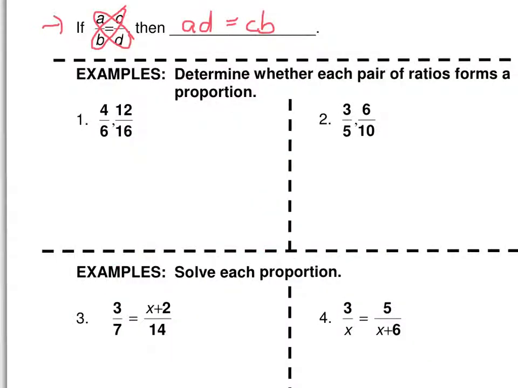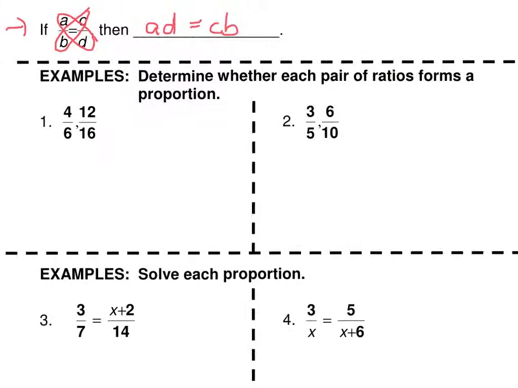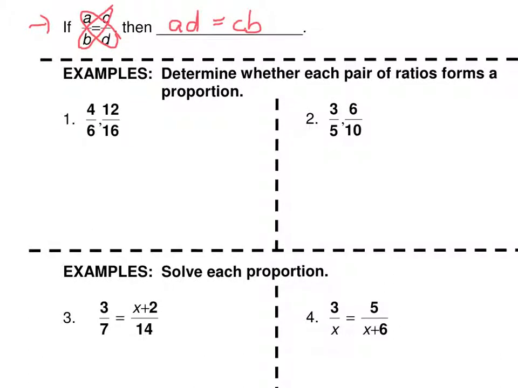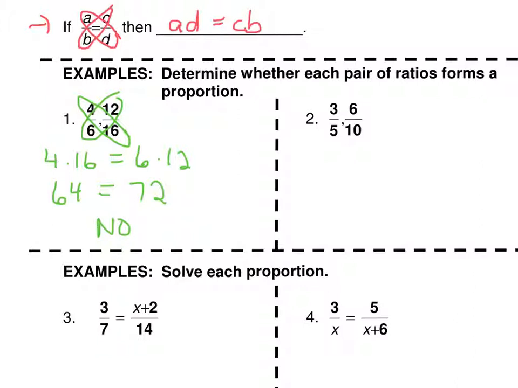All right, so write this down. We are to determine whether each pair of ratios forms a proportion. So for the first one, we have 4 is to 6 as 12 is to 16. If it's a proportion, then the cross products would be equal. So we would multiply 4 times 16, and we would see, is that equal to 6 times 12? So 4 times 16 is 64, and 6 times 12 is 72. So is this a proportion? No.